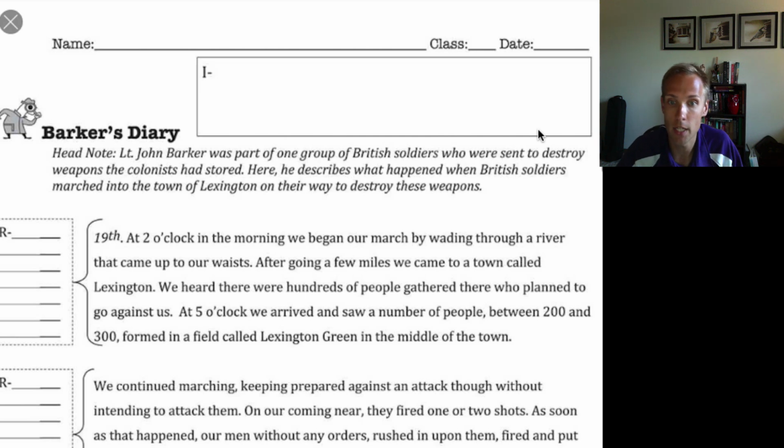So, up in the I area, I obviously know that this is from the British perspective. This person is a lieutenant in the British Army. So it tells me that it was written by an officer in the British Army, and it makes me think that his perspective will be different than American colonists.